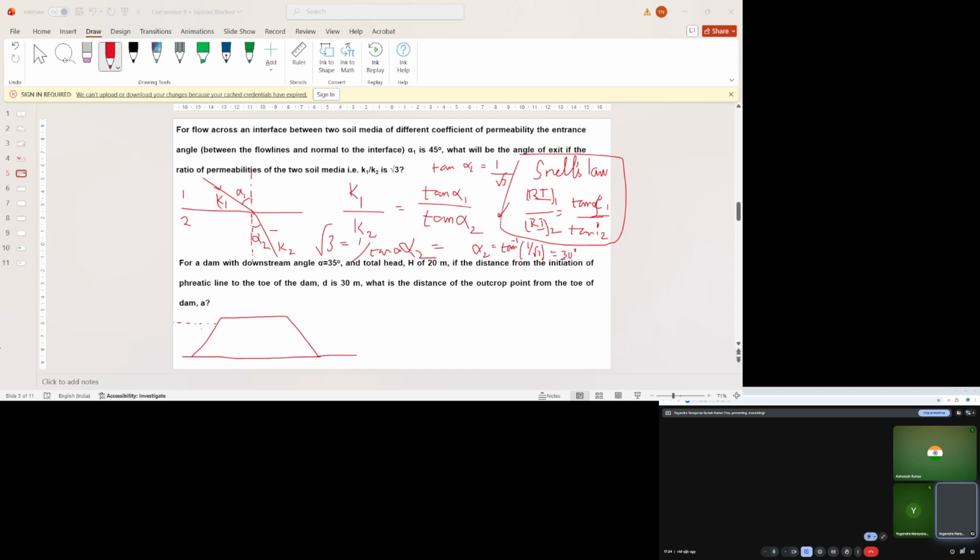Sorry, it is not 45, it is 35. Please modify it. Alpha is 35. How much are you getting? 25.424. Yeah. So approximately A is 25.4 meters. Any doubts? No, sir.